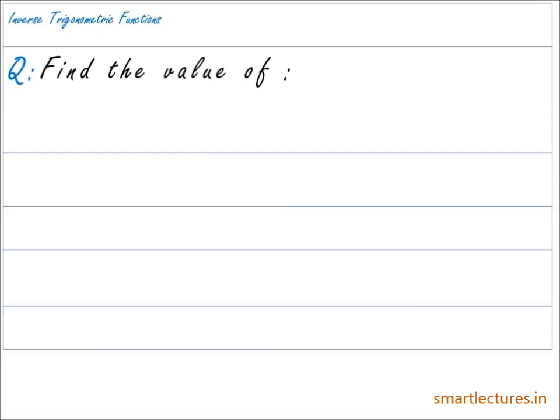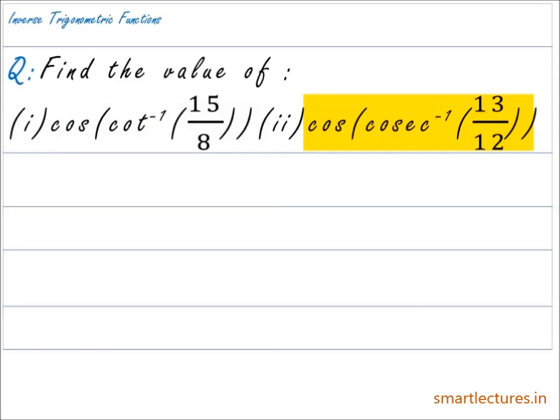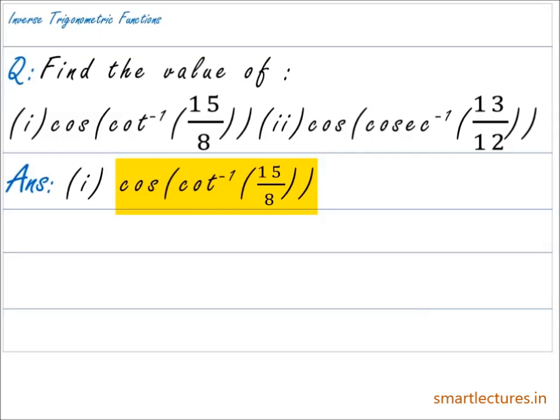Let's solve one more question. Find the value of, first part, cos of cot inverse 15 upon 8, and the second part, find the value of cos of cosecant inverse 13 upon 12. So first let's find the value of cos of cot inverse 15 upon 8.